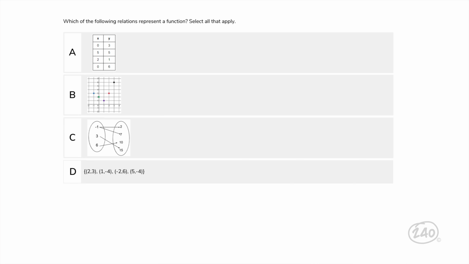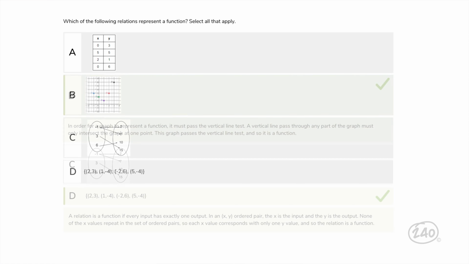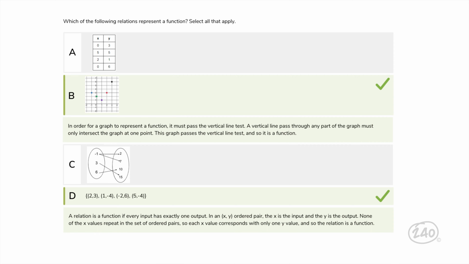Then we move on and see that the input of -1 is connected to both 2 and 7. This means it is not a function. Finally, choice D has no repeating x values, so it is a function. So, choices A and C are not functions, but choices B and D are functions.